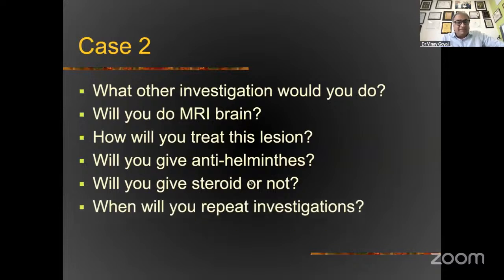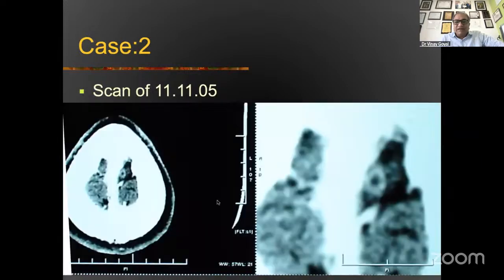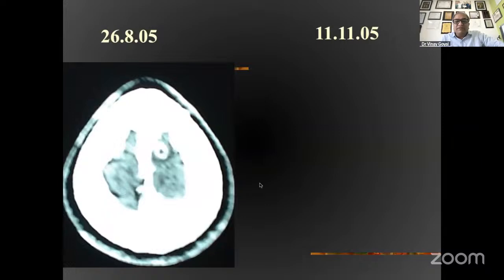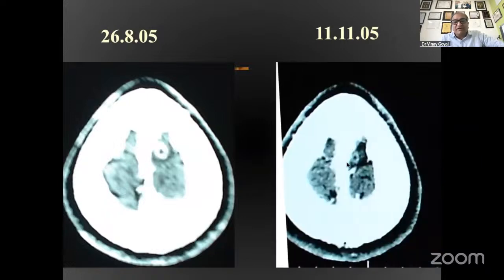When will you repeat the investigation? We just discussed it now. So let's look at this. This is the scan of the same patient, and after about 3 months, you see the lesion has significantly reduced.